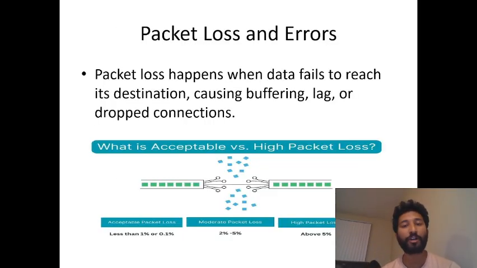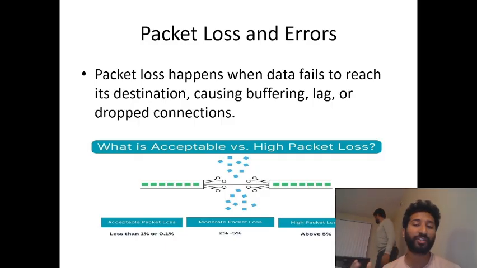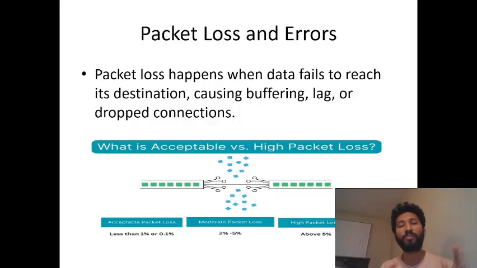And packet loss and errors. Packet loss happens when the data fails to reach its destination, for example causing buffering, lag, or a drop in connection. In the olden days we were on Skype calls, some people in America and some in Russia, India, or European countries, just using video streaming. So the video will be buffering, just rotating. What's going on?